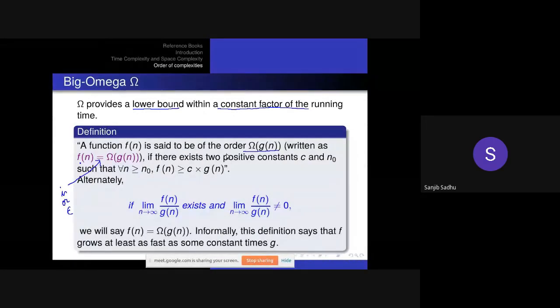This is one definition. It is exactly the same as the previous one, except for this difference. Clear? In that case, it was less than or equal to. Here, it is greater than or equal to.